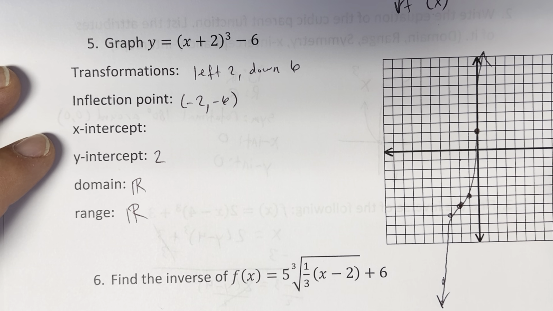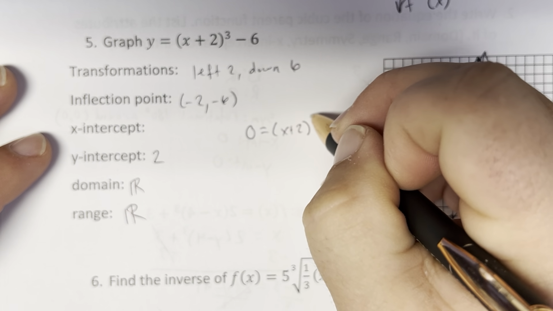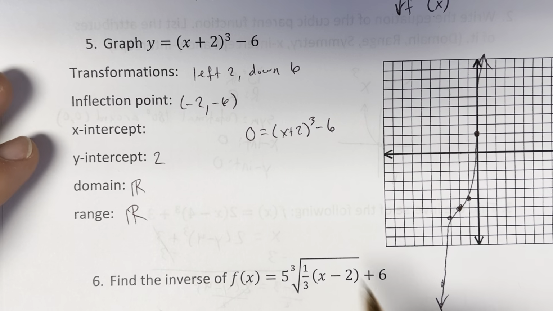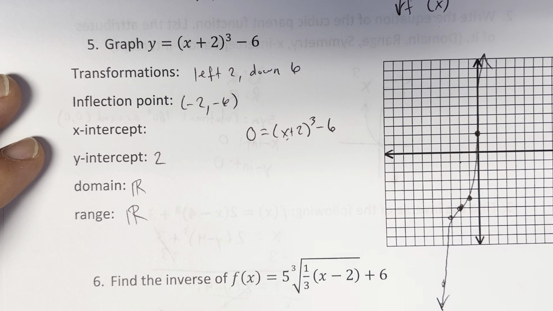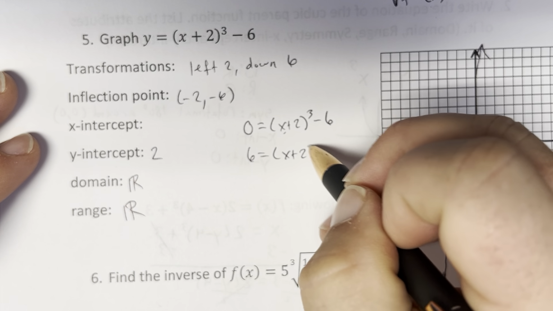So to find that x-intercept, we're going to plug in 0 for y, and we're going to solve for the x. We're going to find what that x-intercept is. What is the x value when y is 0? And so we'll add that 6 over. 6 equals (x plus 2) cubed.